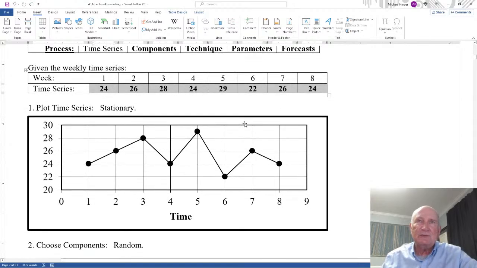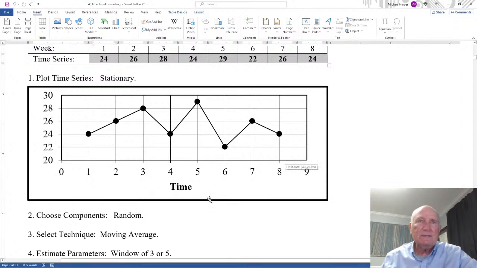Okay, the first thing we do is plot the time series. I plot the time series here: 24, 26, 28, 24, up and down, up and down. And stationary is the overall nature of the time series. Well, it goes up and down. There is variability, but it starts here and it ends here, and it's pretty much level, constant. And so this is referred to as a stationary time series. There may be variability, but the overall nature of the time series is stationary.